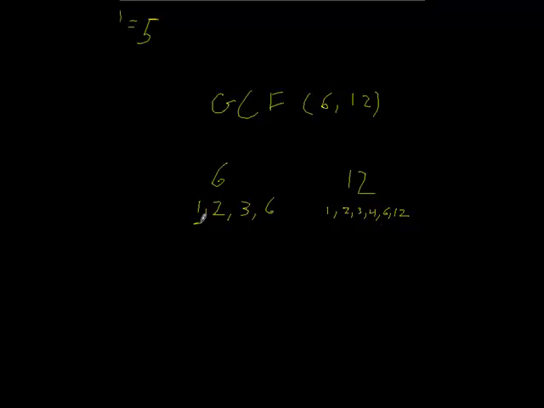We have 1 and 1, 2 and 2. We have 3 and 3. And finally, we have 6 and 6, which is our greatest common factor. So our greatest common factor of 6 and 12 equals 6.